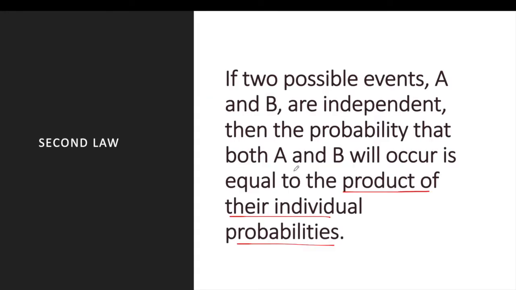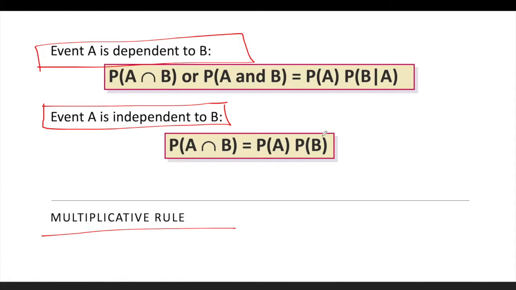So if the two possible events are independent, then the probability that both A and B will occur is equal to the product of their individual probabilities. So this is what is mentioned by the law.